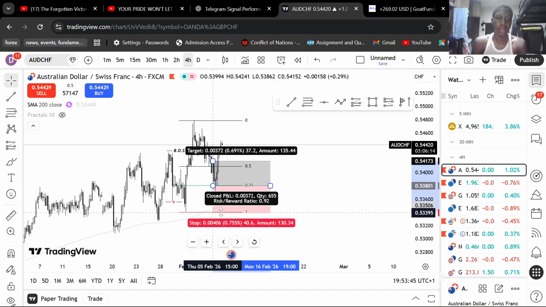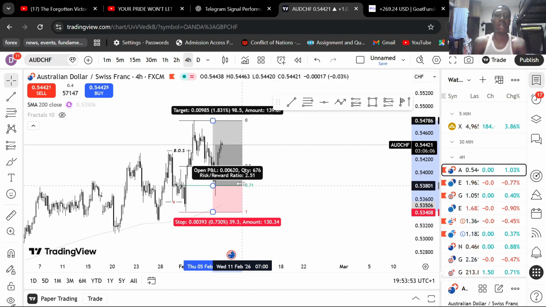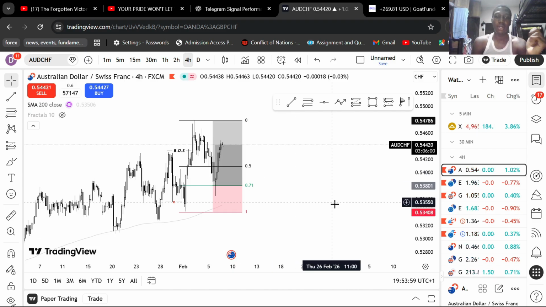I got triggered in, and as you can see, it's currently going in profit. And on ADCHF, the fundamentals are heavily in favor of the Australian dollar against the Swiss franc. So fundamentals are also aligning with my technical bias on this trade, which increases my confidence in it.